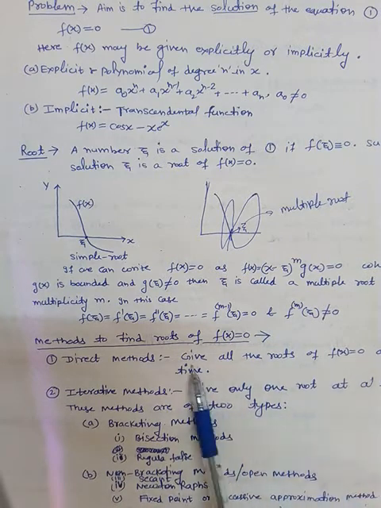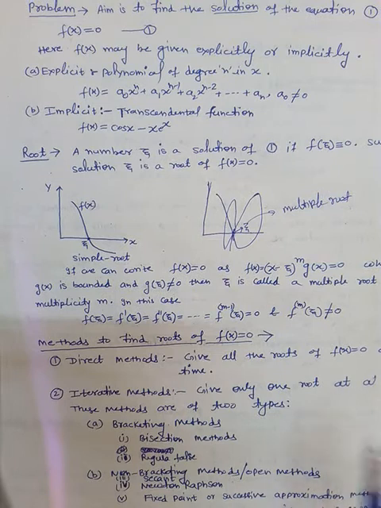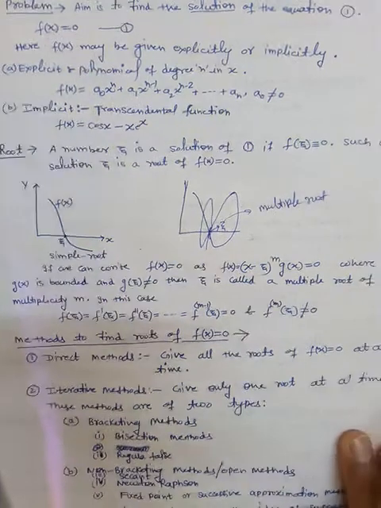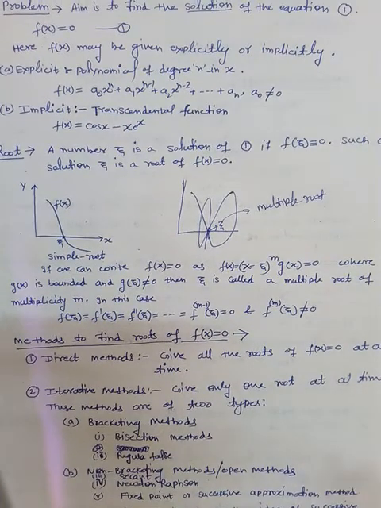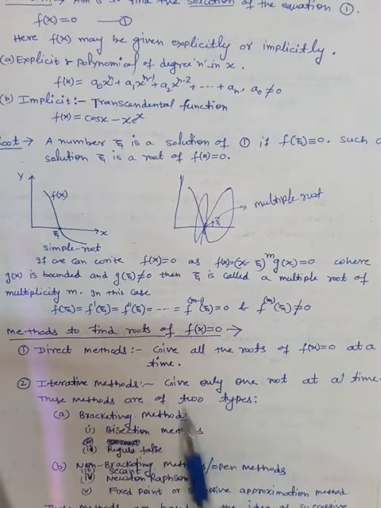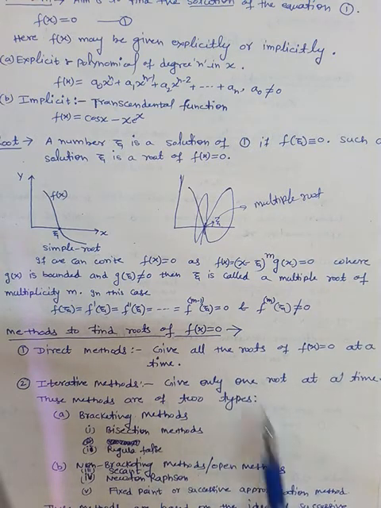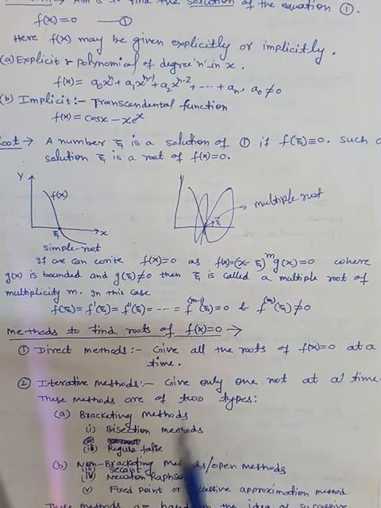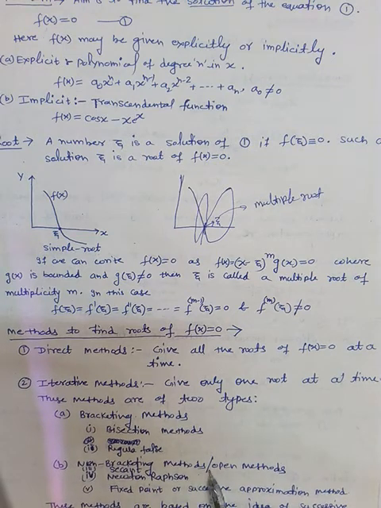That means इसमें आपके सारे रूट एक बार में आ जाते हैं, जबकि इसमें एक रूट एक बार में आता है. So give only one root at a time. Okay, at a time. And here these methods are further categorized into two types. One is bracketing methods, another one is non-bracketing methods.